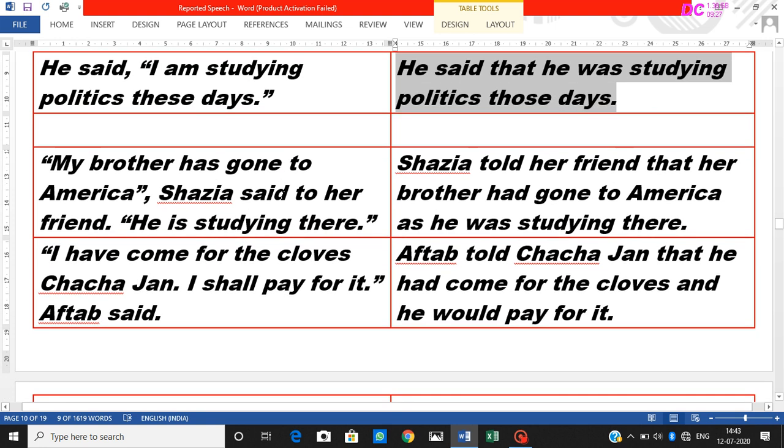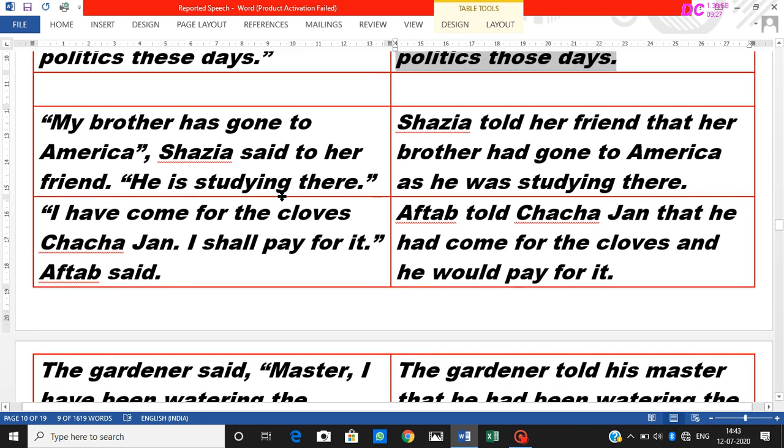Now the next sentence. My brother has gone to America, Shaja said to her friend. He is studying there. Shaja told her friend this. Here we have present perfect, has gone, and in the second sentence present continuous. So present perfect will change to past perfect, and is studying, present continuous, will change to past continuous. Shaja told her friend that her brother had gone to America as he was studying.